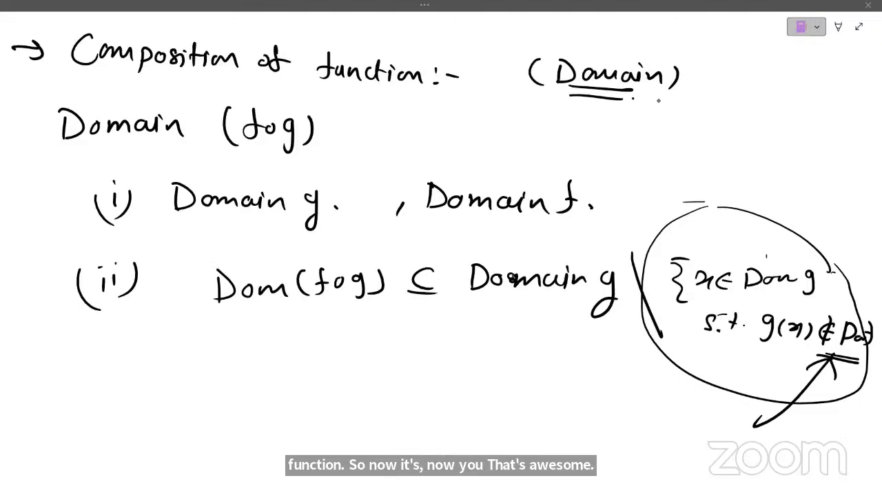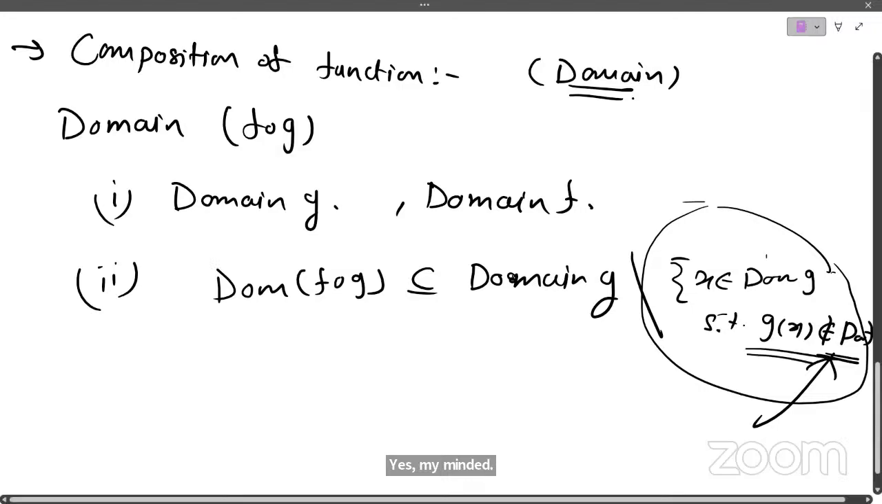Someone asked about the range of the function, right? Yes, ma'am, I did. So you got it now. You don't actually have to go for the range. Intuitively you can observe which g of x values do not belong to the domain of F. Then you just have to remove them.